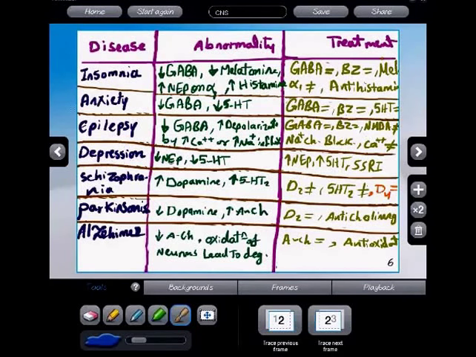About depression, it's due to low norepinephrine or low serotonin in the brain. So if you increase norepinephrine and increase serotonin, this treats the depression.